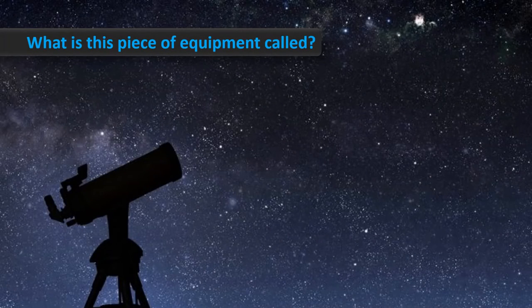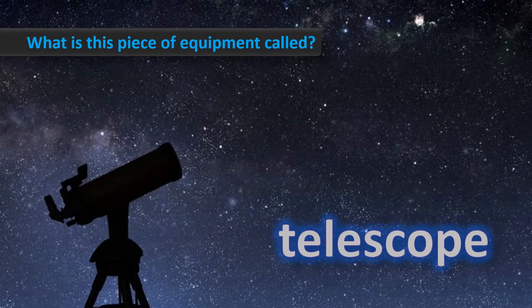So talking about space, one piece of equipment that is used to study space and the solar system, do you know what this is called? This is called a telescope. When I was a teenager, studying space was one of my hobbies, and I did have a telescope in the garden, which I would often use to observe stars and planets at night.